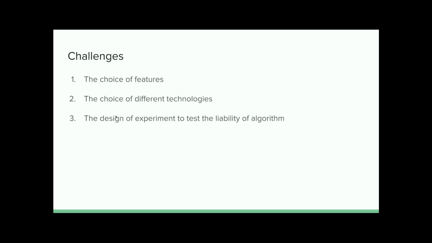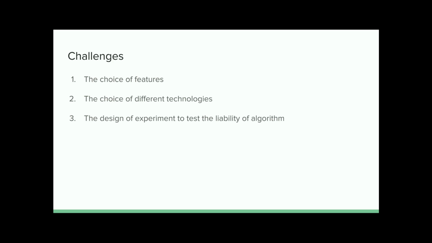The third challenge we ran into is the design of an experiment to test the reliability of the algorithm. Since computer detection is sometimes unpredictable, and sometimes it can get 100% correct, but sometimes you just don't know whether the algorithm considers a specific portion of the image to be a specific object, it's really hard to design an experiment that could test the reliability of the algorithm.